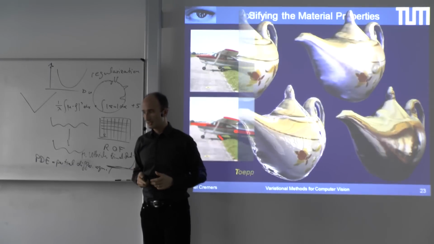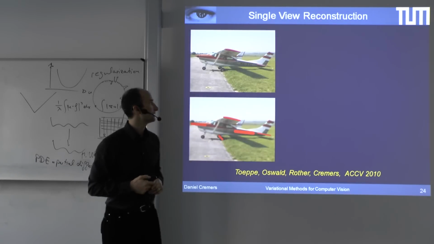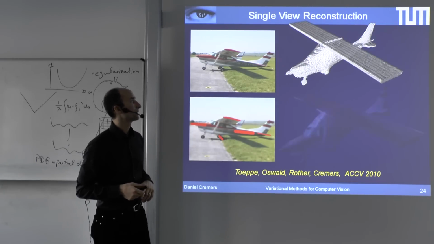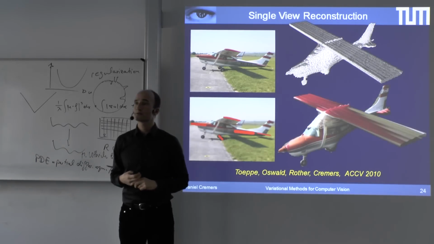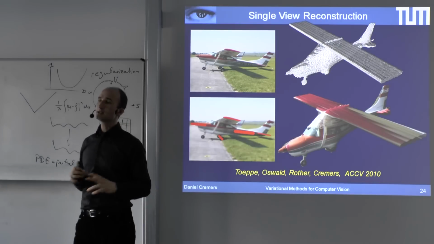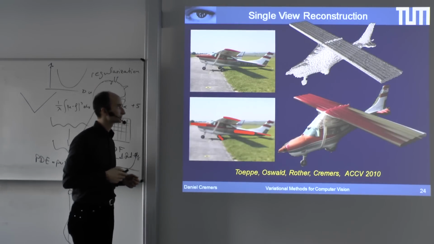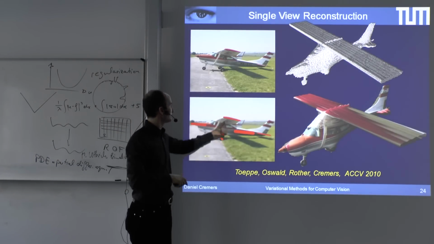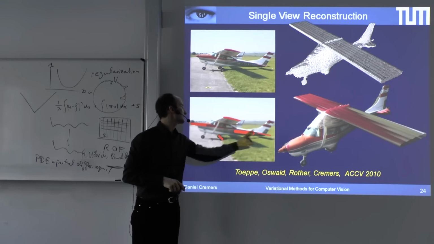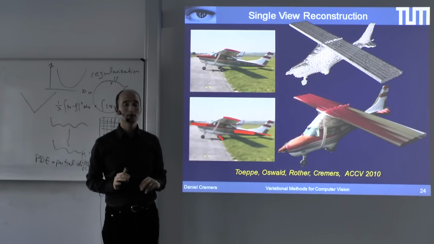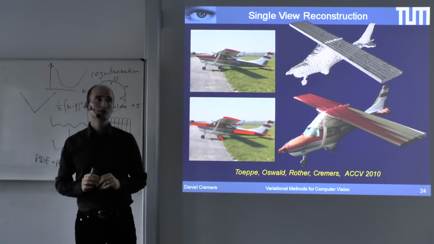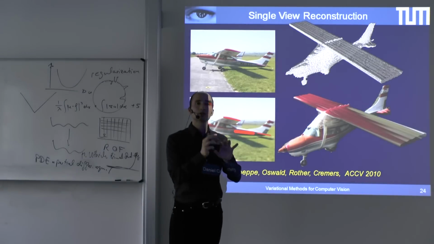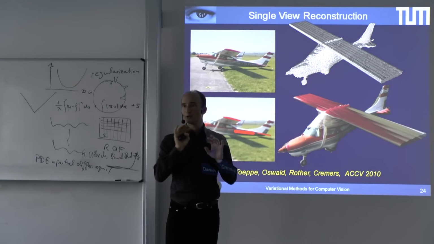But otherwise, it works fairly robustly. Here's an example with the airplane, and here you see reconstructions that were generated just from that one. Now these don't look blobby, at least the wings don't. What we added here is you can see the user marked these scribbles. These scribbles tell the algorithm to modulate the minimal surface property locally.